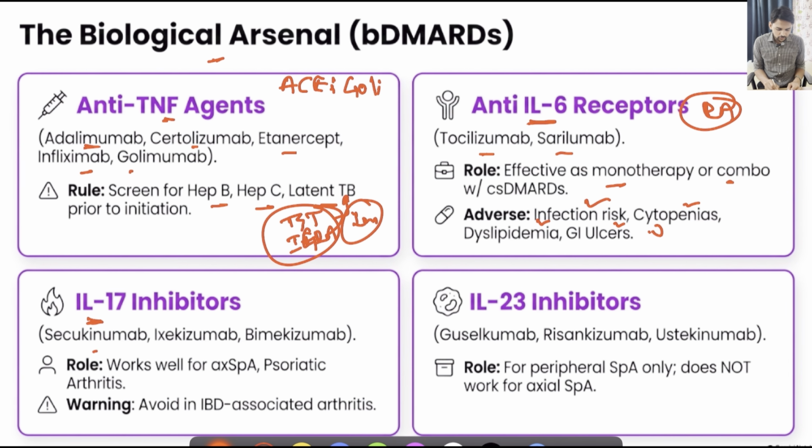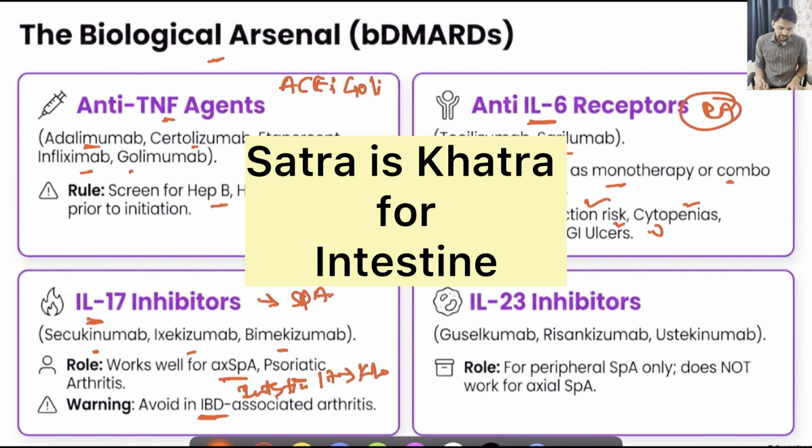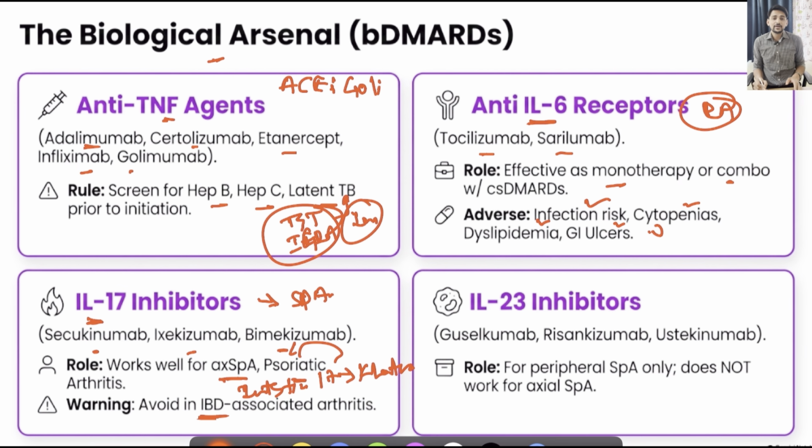Coming to interleukin 17 inhibitors like secukinumab, ixekizumab and bimekizumab. These are mainly helpful for spondyloarthritis like axial spondyloarthritis and psoriatic arthritis. But remember, it should be avoided in IBD associated arthritis. So for intestine, we can say this 17. Satra is having khatra. But for other spondyloarthritis, mainly involving the axial skeleton, it is a very good drug of choice, we can say.